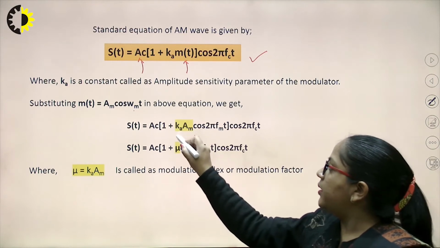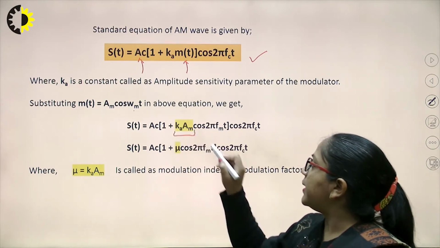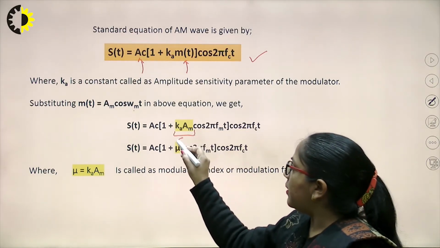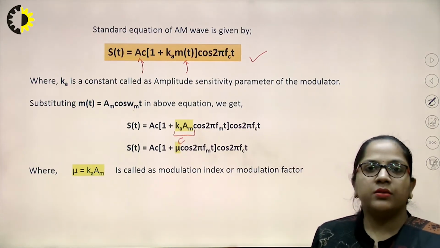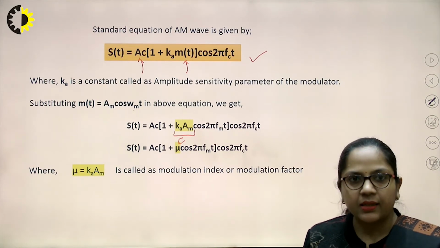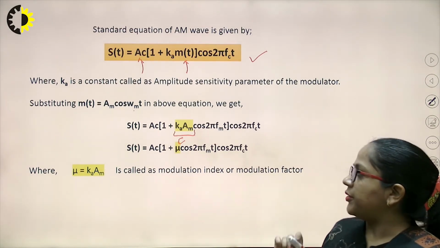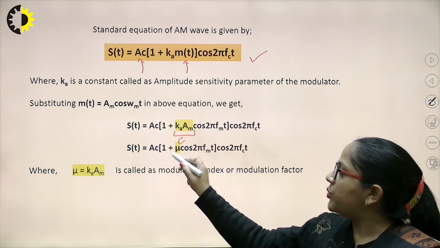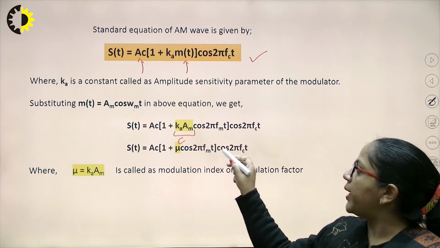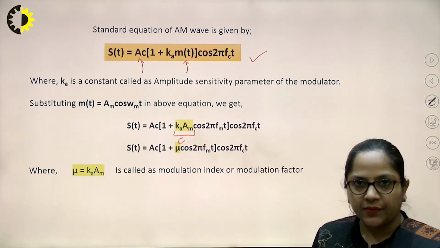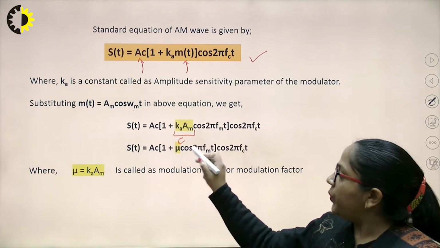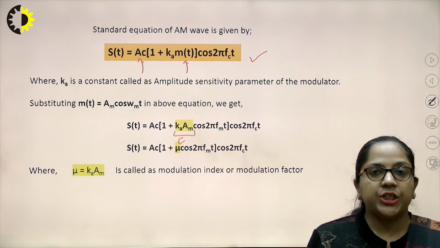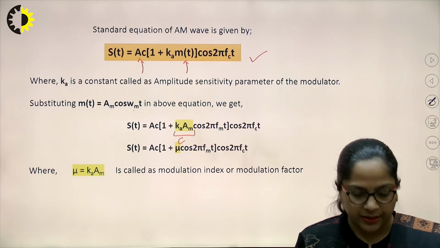If we take the product of these two terms, Ka into Am, this turns into μ, which is called the modulation index or the modulation factor. So we can represent this expression as s(t) = Ac [1 + μ cos 2π fm t] cos 2π fc t, where μ = Ka Am is defined as the modulation index or modulation factor.